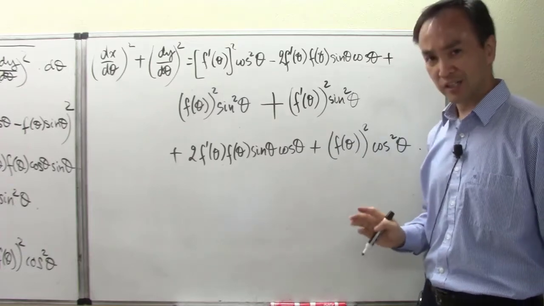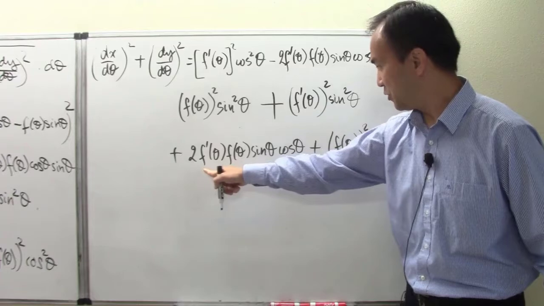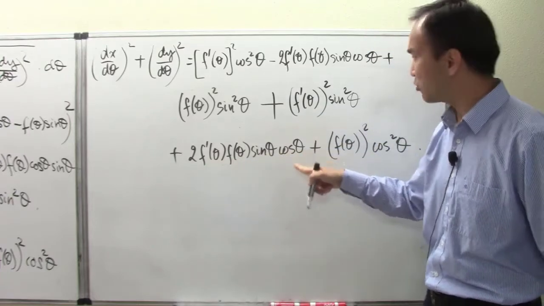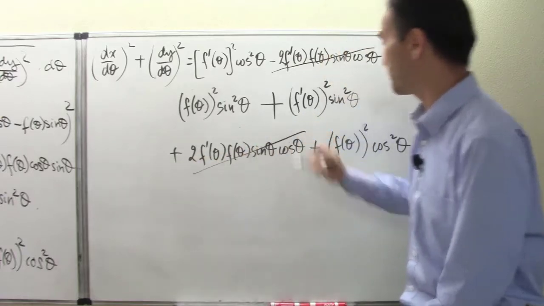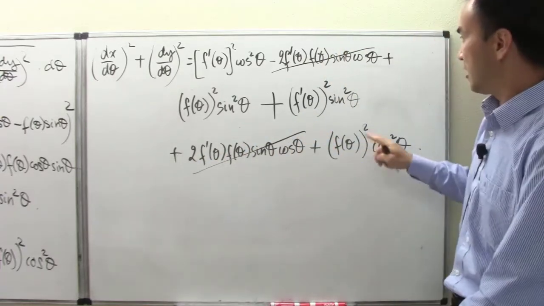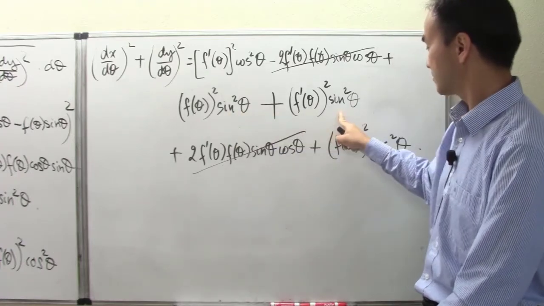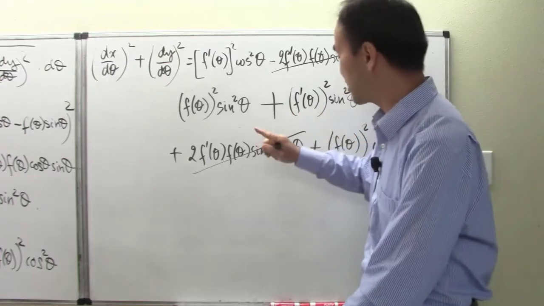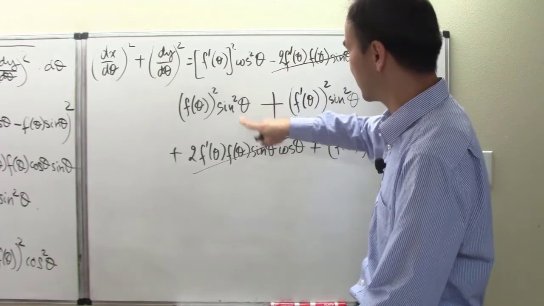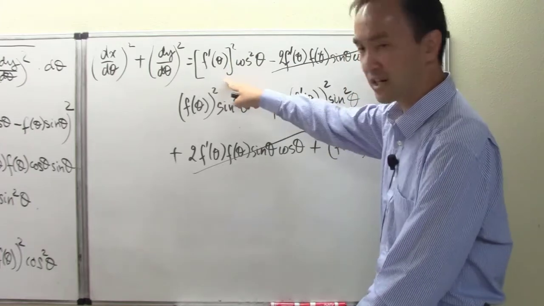So now let's start looking for some cancellations that can happen. I see that the 2 f prime theta, f theta, sine theta, cosine theta is opposite with that term right here. So all that here is gone. Now the sine squared term, and actually, let's not look for the sine squared term. Let's look for the f prime of theta squared term. Let's group these two.